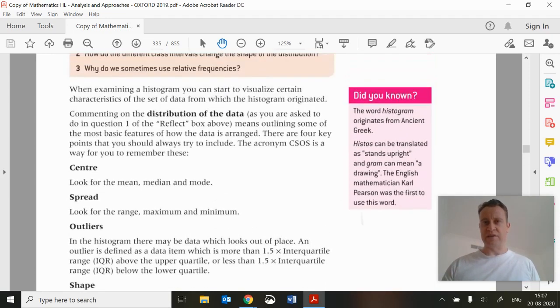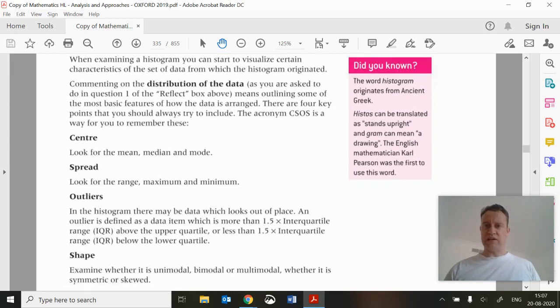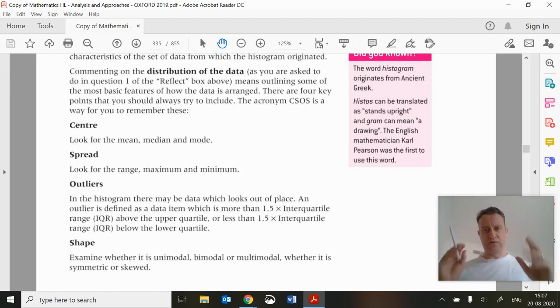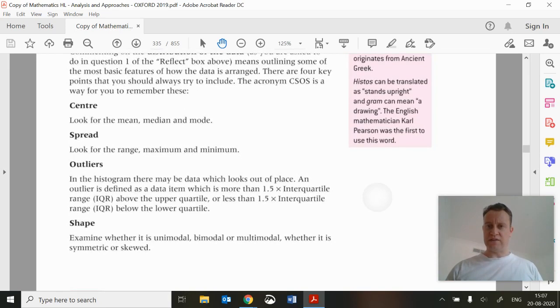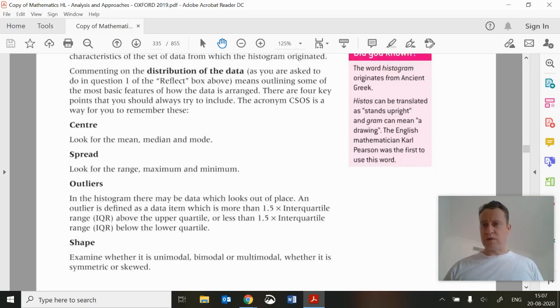than the previous exercise. A little bit here about the origin of the word histogram. It says it originates from ancient Greece. Histos means stand upright, and gram means a drawing. There we go. English mathematician Karl Pearson, a eugenicist, was the first to use this word. Okay, there you go.